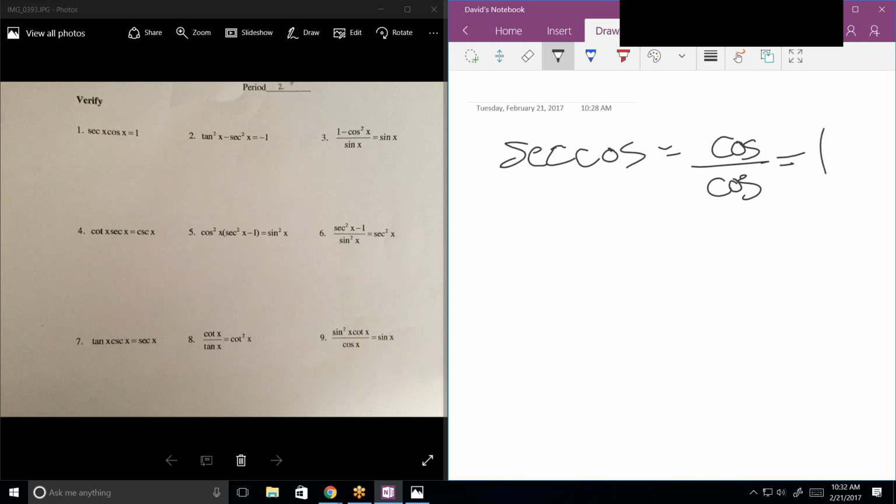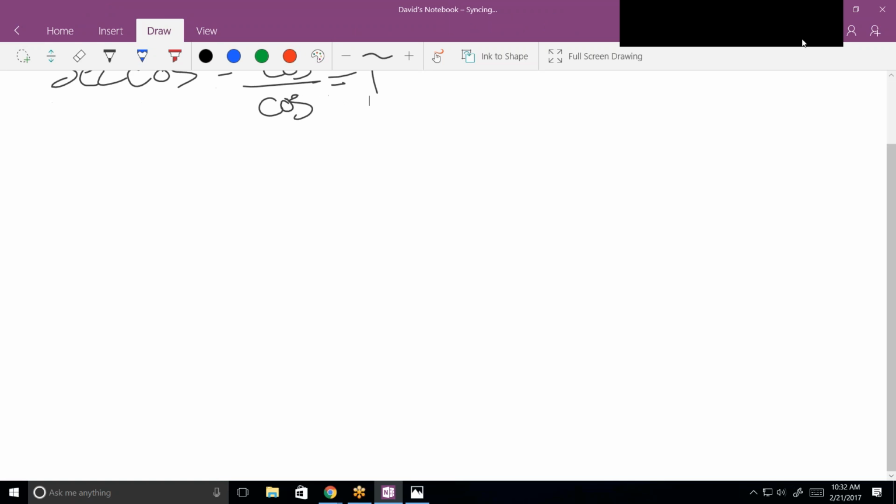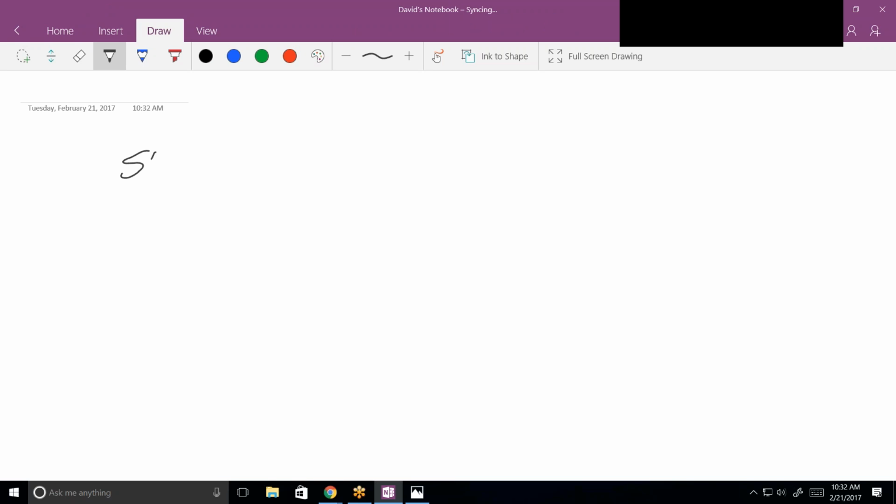Okay? Let's review the 11 identities that you need to know. You don't have to memorize 11 things. Let's just talk about it real quick. We got sine, cosine, and tangent. There are 6 reciprocal identities. What's the reciprocal of tangent? That's cotangent. Means you only have to figure out one other.